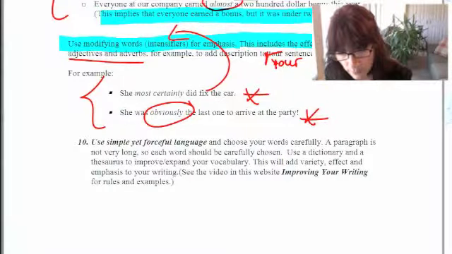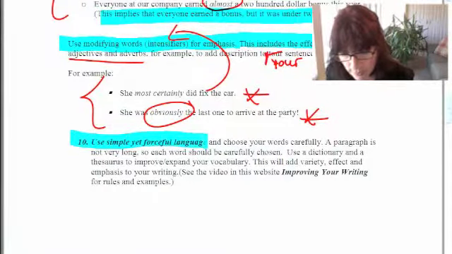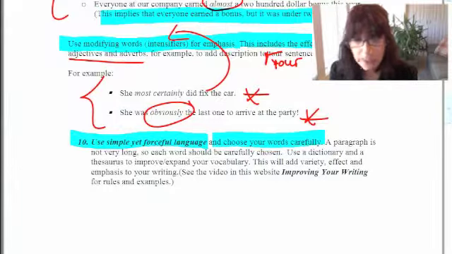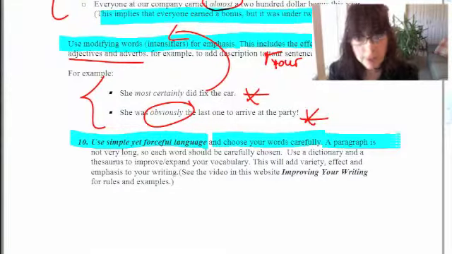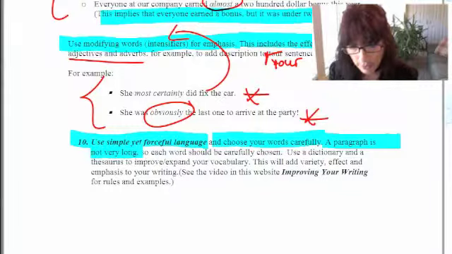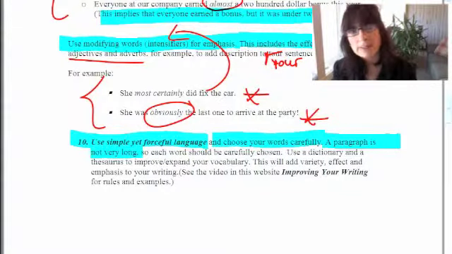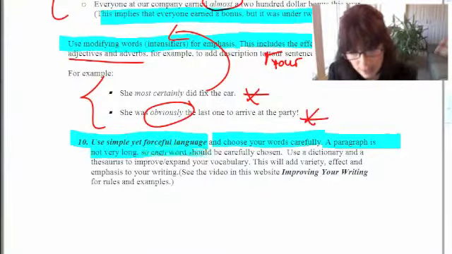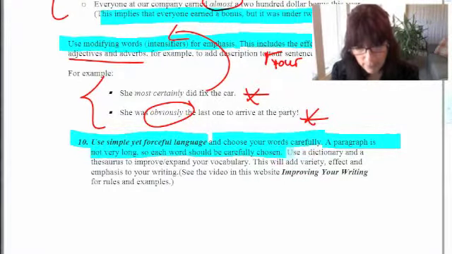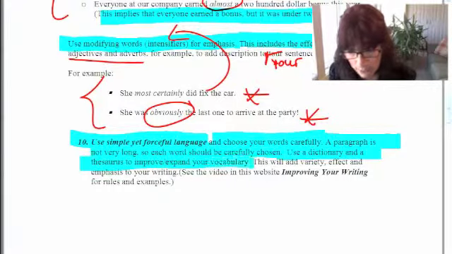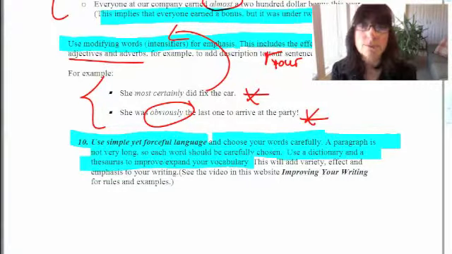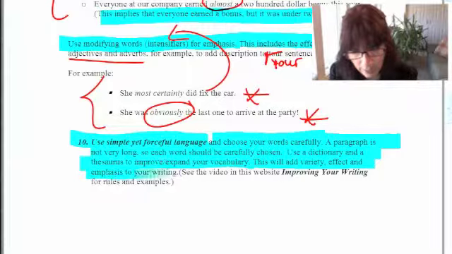And the 10th point that I want to mention is you should be using simple yet forceful language. And you need to choose your words very, very carefully. Now keep in mind, a paragraph is not very long, because a paragraph can be between 7 sentences and 12 sentences. So you really need to select each word very, very carefully. You should use a dictionary and a thesaurus to improve or expand your vocabulary, and this will add variety, effect, and emphasis to your writing.